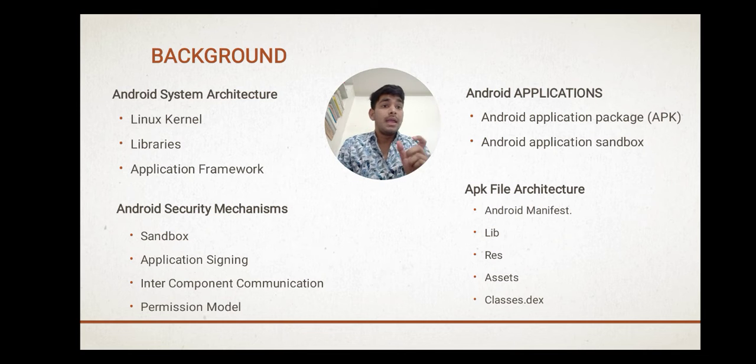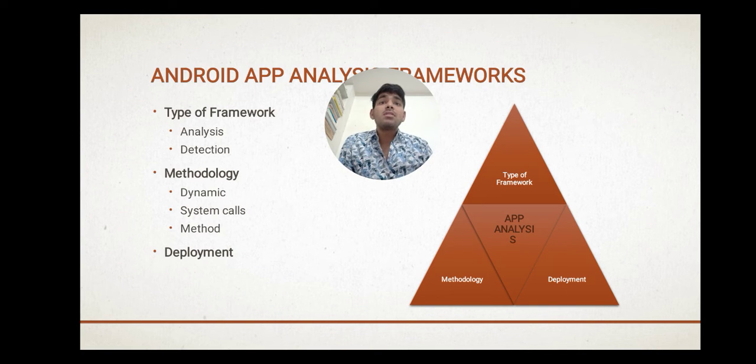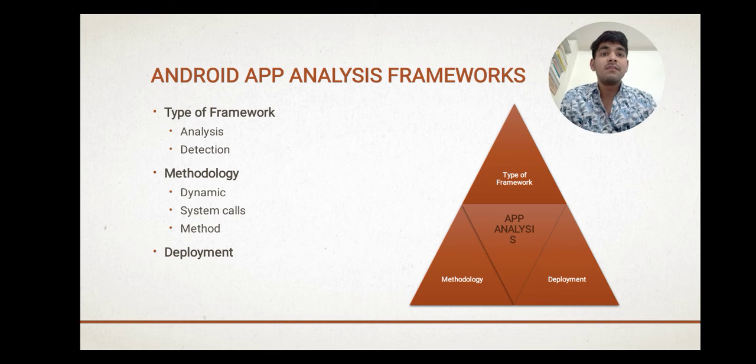APK file structure: we have almost five components: AndroidManifest, lib, res, assets, and classes.dex. The focus of Android security is primarily about protecting user data, systems, resources, and app isolation of the components present in the APK file. Next is the Android App Analysis Framework: type of framework, methodology, and deployment.